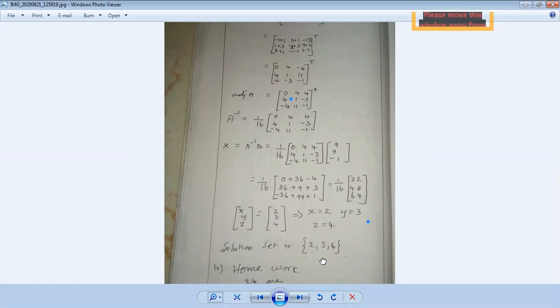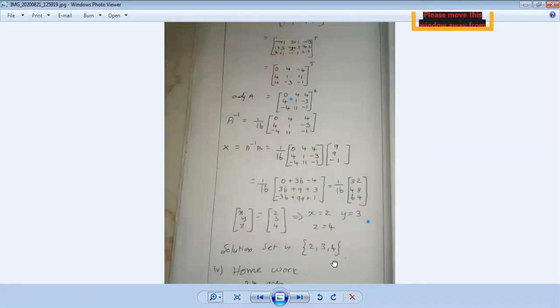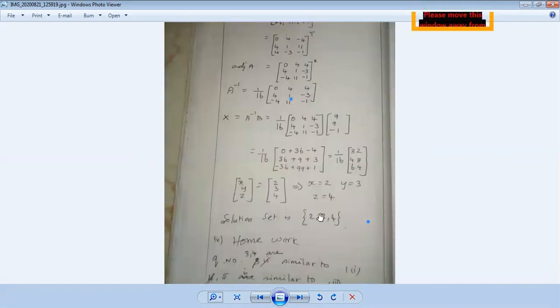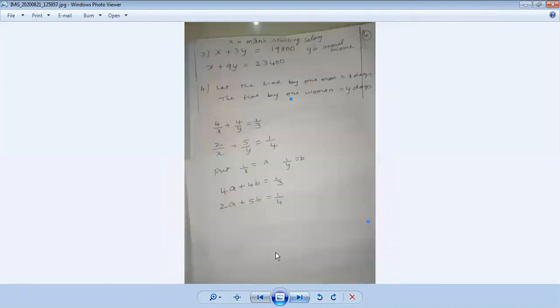Okay. Then next, the remaining sums. Second sum I will do in the next class. Here you have homework sums. Questions number 3 and 4 are 2 by 2 matrices, similar to the first question. Question number 5 is similar to the third question, a 3 by 3 matrix. Do it by yourself and send it to me. If you have any doubt, ask me. I will give you the equations also.